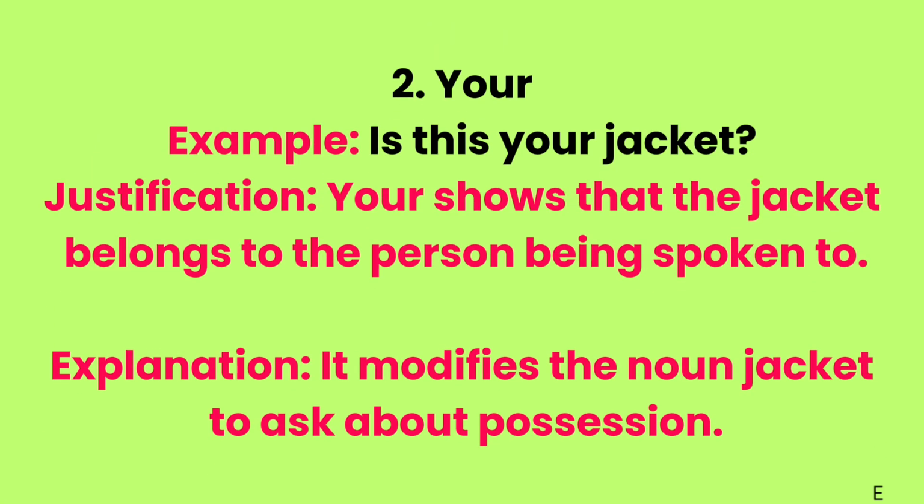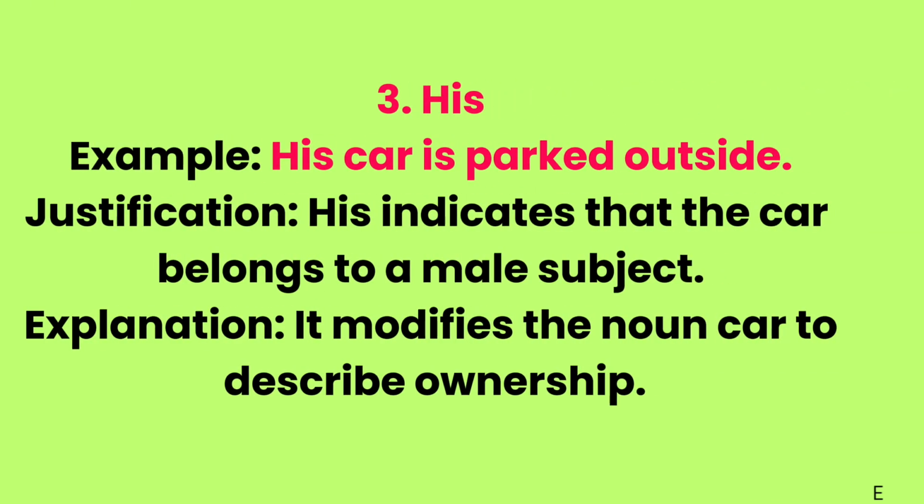2. Your. Example: is this your jacket? Justification: your shows that the jacket belongs to the person being spoken to. Explanation: it modifies the noun jacket to ask about possession. 3. His. Example: his car is parked outside. Justification: his indicates that the car belongs to a male subject. Explanation: it modifies the noun car to describe ownership.